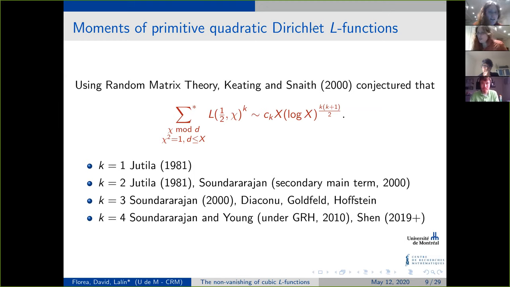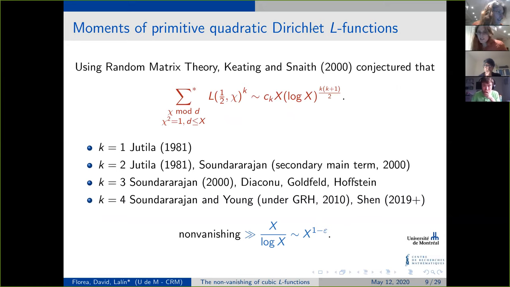Then in the 2000s, there was some really important work by Sundararajan. For example, for k equals 2, he found a secondary main term, which means a term with a lower power of log. And then he also gave a formula for k equals 3. For k equals 4, the big breakthrough was by Sundararajan and Young, but using the generalized Riemann hypothesis, so assuming the Riemann hypothesis for the Dirichlet L functions.